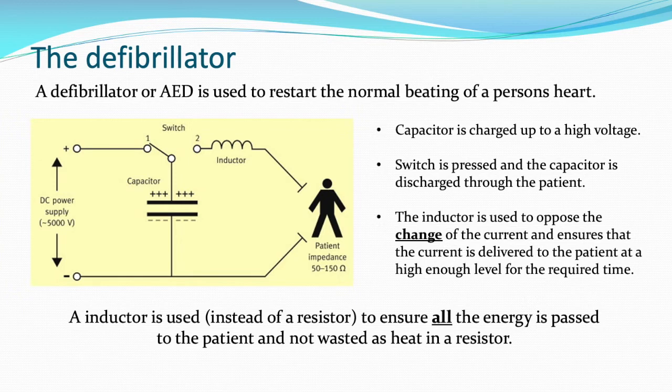But you have to allow enough time for the charge to pass through the patient's heart so that it can start the normal beating of their heart again. So an inductor is used to oppose the change of the current, and that ensures that the current is delivered to the patient at a high enough level for the required time. And an inductor is used instead of a resistor, because if a resistor was used, then heat would be produced in the resistor. But an inductor makes sure that all the energy stored in the magnetic field around the inductor gets passed on to the patient and isn't wasted as heat in a resistor.